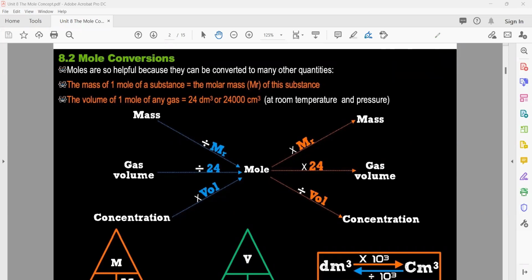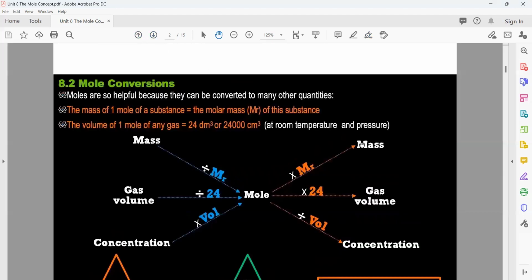But if they have a compound, for example, they said 100 grams of NaCl. This NaCl is not an element now. NaCl is a compound. So how many moles are there in 100 grams? How many moles of NaCl? So you will find that. How will you find it? The formula is the same.